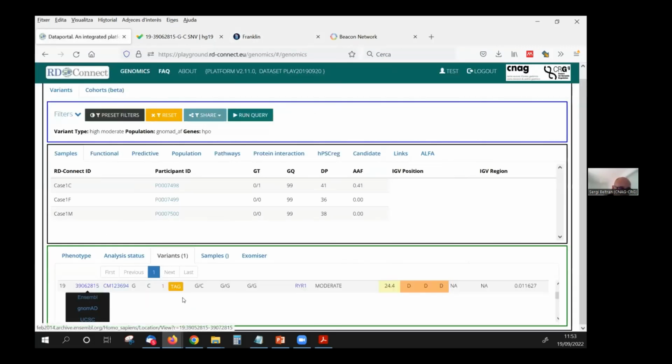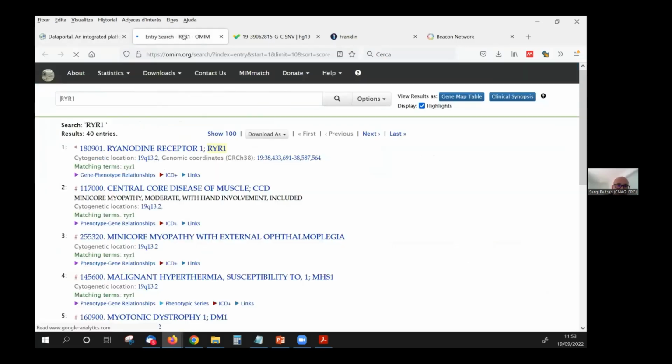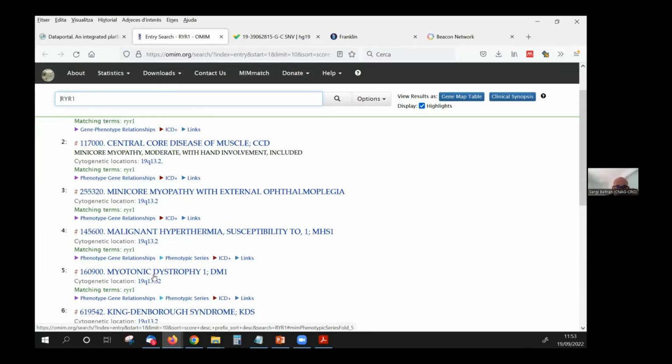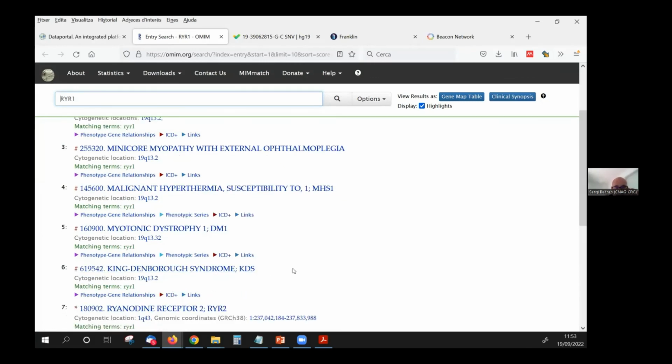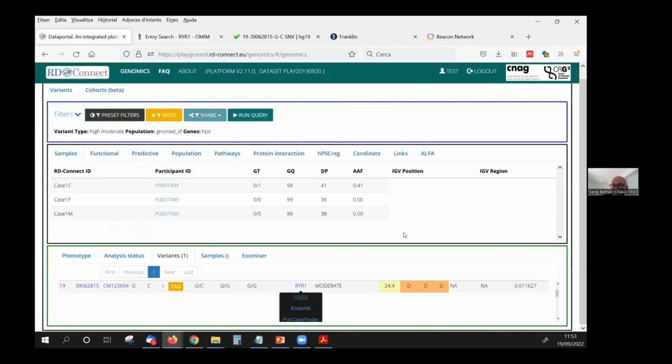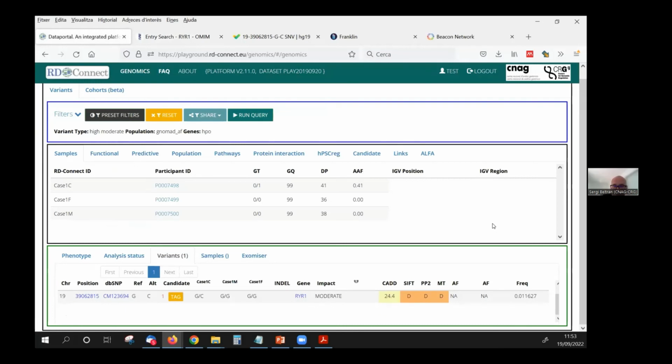Furthermore, if we go to OMIM, for example, on the gene name, and we look in which diseases this gene is involved, we can see that it's involved with several diseases like central core disease or myotonic dystrophy or King-Denborough disease. So it is involved with diseases related to the ones that we are studying. So with this, I will finish the part on the genomic side, and I'll just briefly show you what you can see also on the phenotypic side.